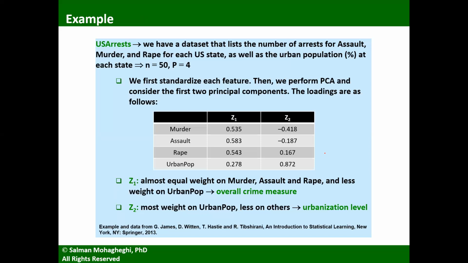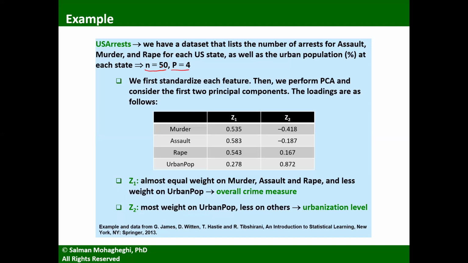Let's take a look at an example. This is an example that I have adopted from the book, An Introduction to Statistical Learning by James and Witten. Here they worked with a data set that consisted of the number of arrests for assault, murder, and rape for each of the states in the US, as well as the urban population of that state. So essentially, this was a four-dimensional data set. That's the original data set, and they have a total of 50 observations.